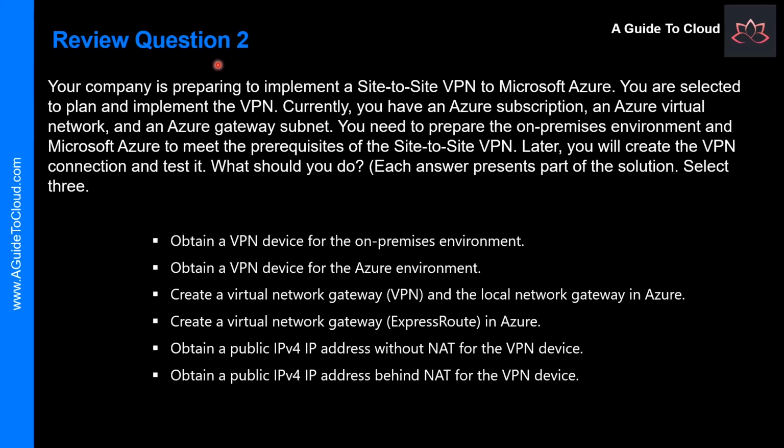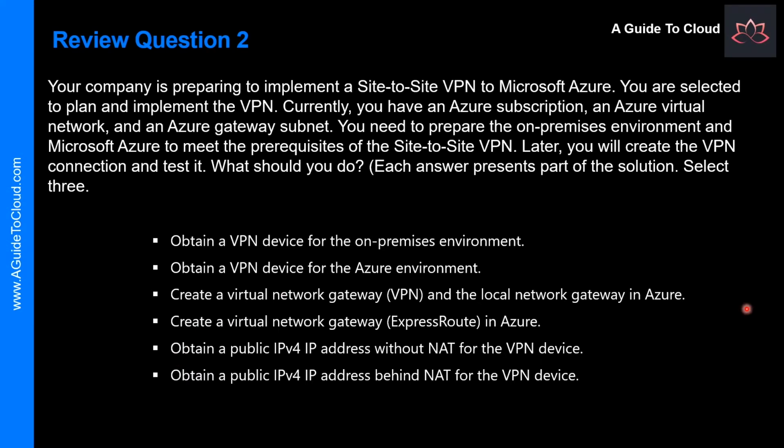Let's look at the question number 2. Your company is preparing to implement a site-to-site VPN to Microsoft Azure. You are selected to plan and implement the VPN. Currently, you have an Azure subscription, an Azure Virtual Network, and an Azure Gateway subnet. You need to prepare the on-premises environment and Microsoft Azure to meet the prerequisites of the site-to-site VPN. Later, you will create the VPN connection and test it. What should you do? And we have to select 3 answers to complete the solution.